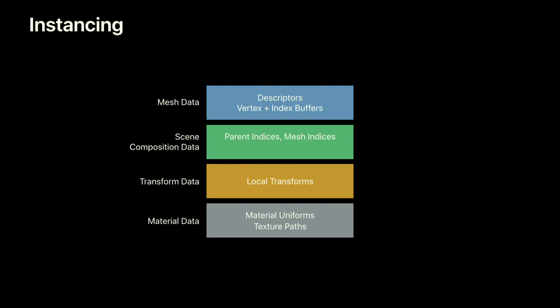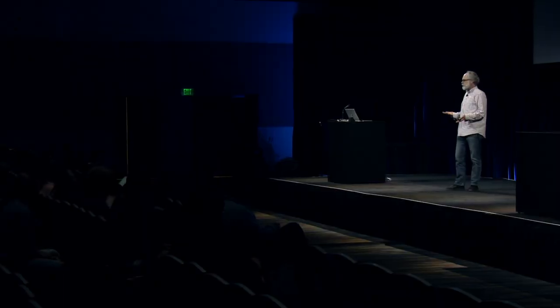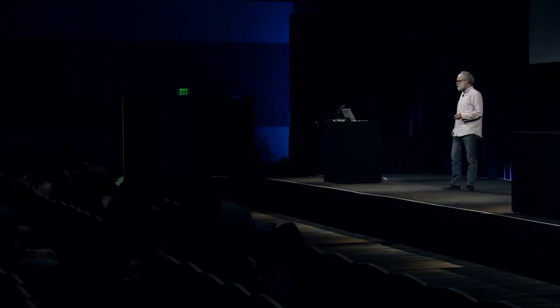So we're going to get the data that we stored out already earlier, and to the scene composition data, we're just going to add the instance count. And that's all it takes to get an instanced scene with lots of materials and objects.